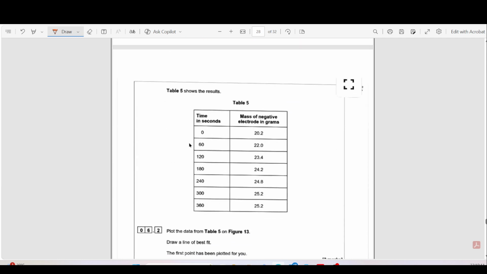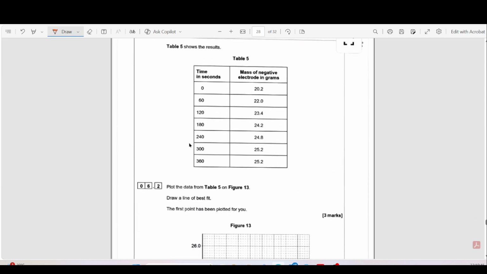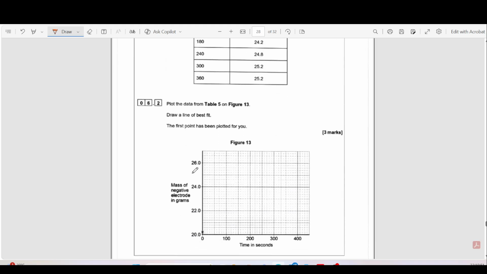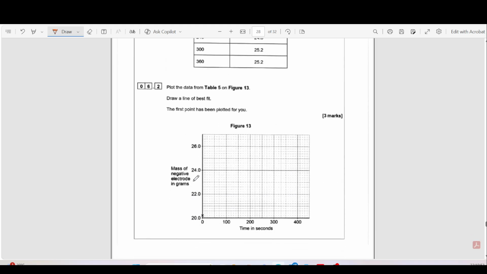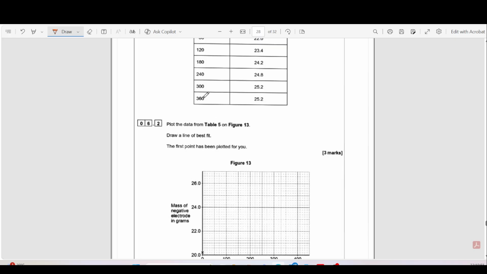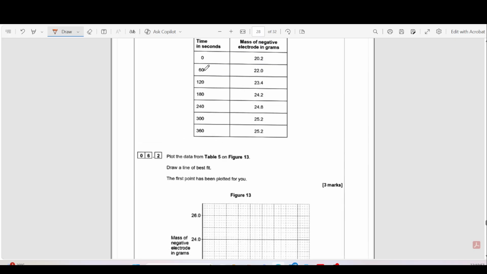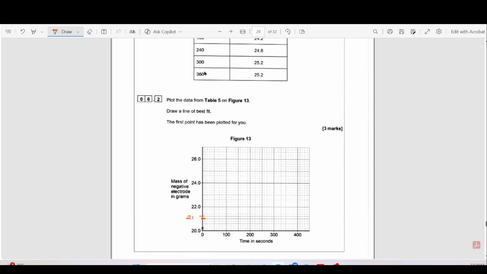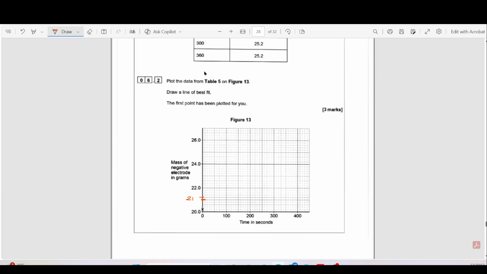Now the next one, we are given time in seconds and mass of negative electrode in grams. We have to plot time and this. So we have all the values. This is our x-axis, 0 and 20.2. So if this is 20, this is 22, so this is 21 over here. 20.2 with 0 is this point somewhere here.